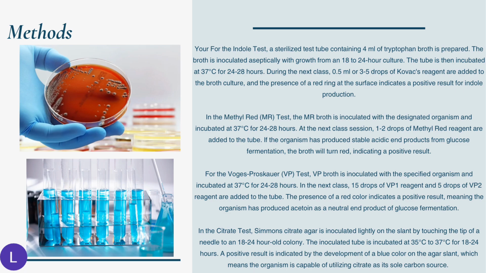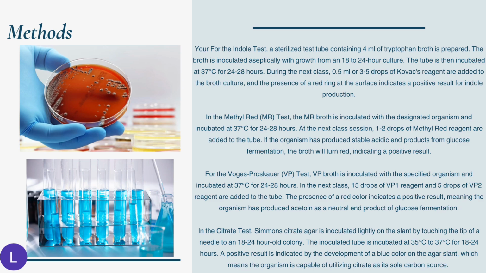For the Voges-Proskauer or VP test, VP broth was inoculated with the specific organism and incubated at 37 degrees Celsius for 24 to 28 hours. And in the next class, we added 15 drops of VP1 reagent and 5 drops of VP2 reagent. And the presence of a red color indicates a positive result, meaning the organism has produced acetoin as a neutral end product of glucose fermentation.